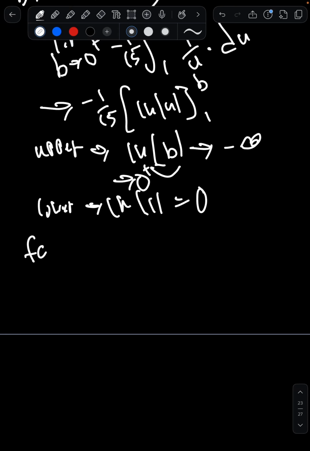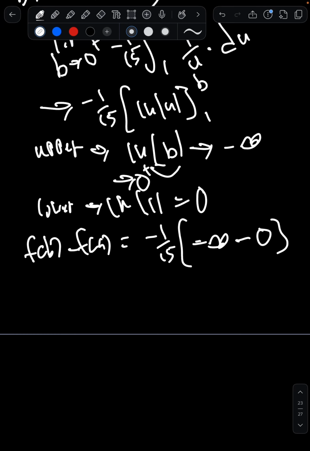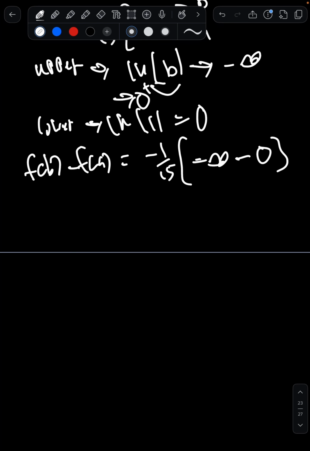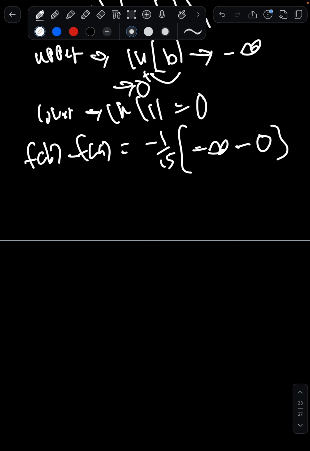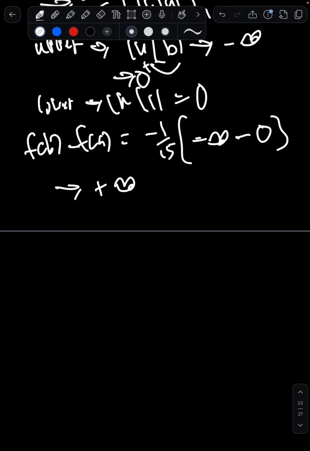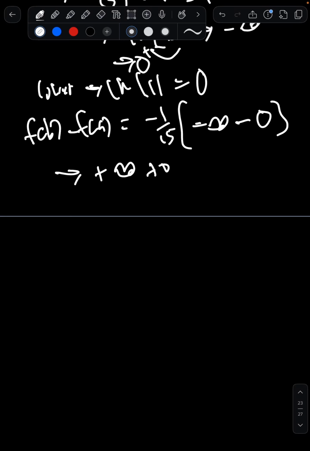Now we apply f of b minus f of a equals negative 1 over 15 times upper bound of infinity minus 0. Looking at this, we can bring in the negative 1 over 15. Negative times a negative gives us a positive, so it's now positive infinity plus 0, which is just infinity.